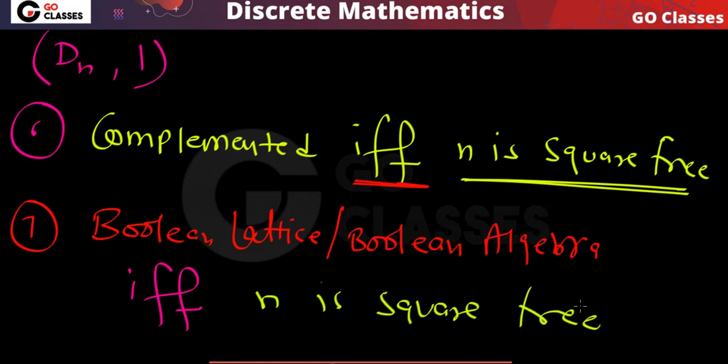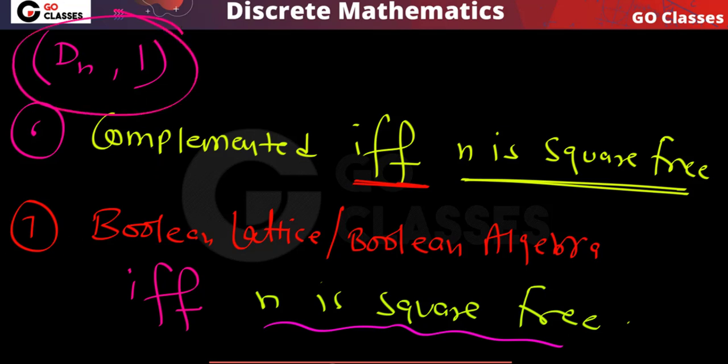Because remember, Boolean lattice means complemented distributive. This is always distributive, but it is complemented if and only if n is square free. So I can say this will be a Boolean algebra if and only if n is square free. If n is square free, then this will be a Boolean algebra. If n is not square free, this will not be a Boolean algebra.